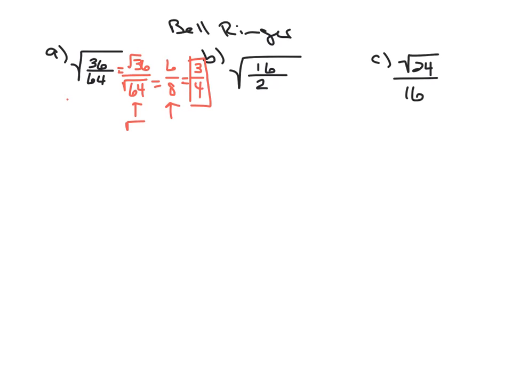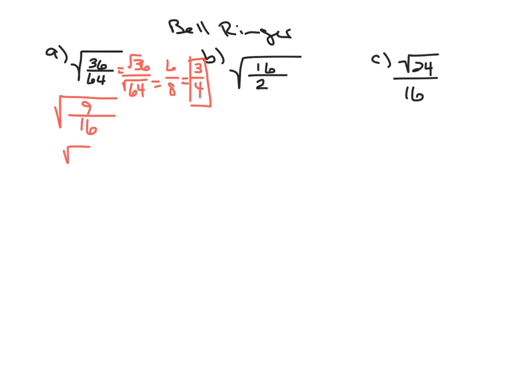Now I want to show you just a different way you can do this problem. If you were to reduce this fraction at the beginning of the problem, before you square root, so let's see, what goes into 36 and 64? I think you can divide both of those by 4. And if you do that, you're going to get 9/16.